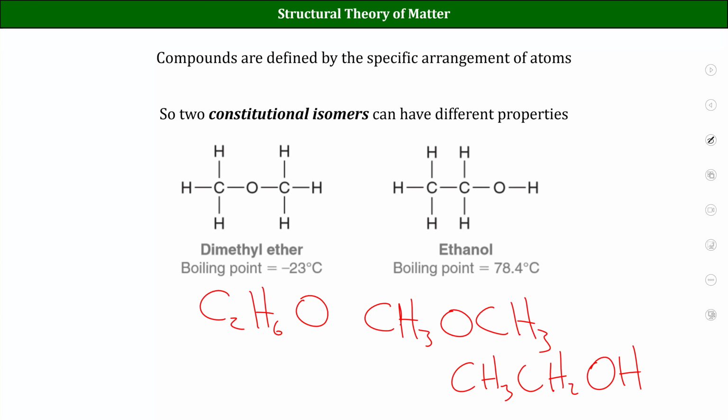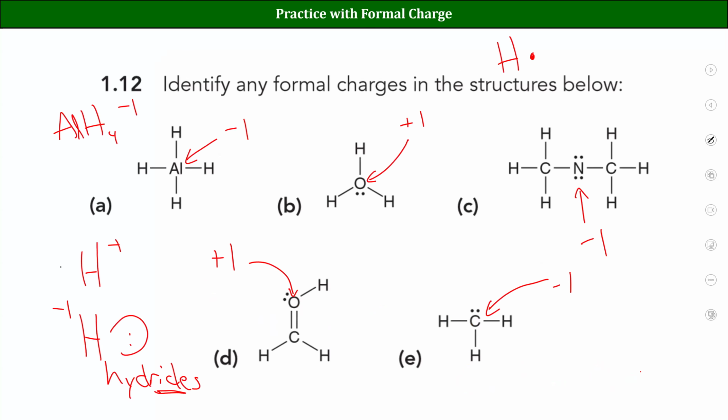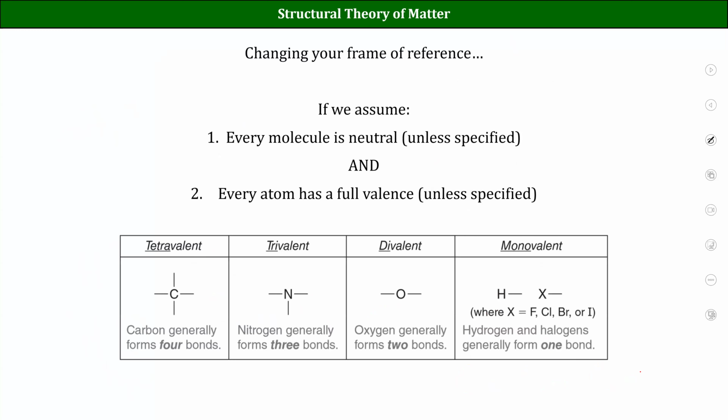One of the first things that you're going to have to learn how to do in this class, and one of the things that's on the midterm, is going to be: here's a molecular formula that has multiple stable isomers. How many isomers can you draw? And it's always going to come back to these rules. Make sure your carbons have 4 bonds. Make sure your nitrogens have 3. Make sure your oxygens have 2. Make sure your hydrogens and your halogens have 1.